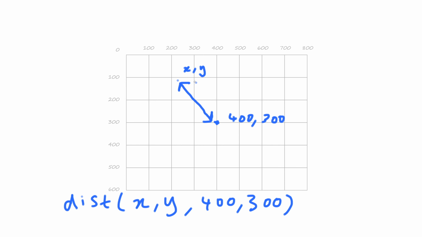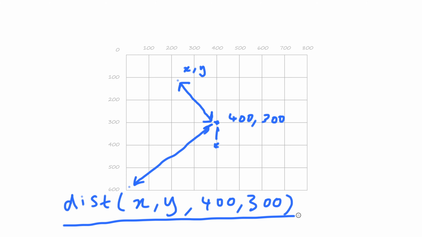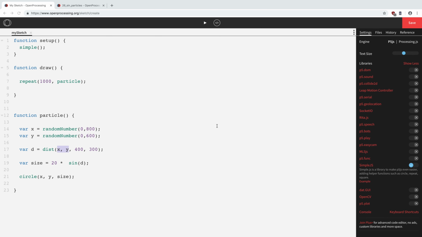Now XY of course could be anywhere. It might be close by here, so it'll be that distance, or it could be quite far and it'll be that distance. But wherever XY is, this thing here works out that distance, and that's useful for us. So that's the distance of the little circle from the center of the canvas. Let's see what effect that has now.